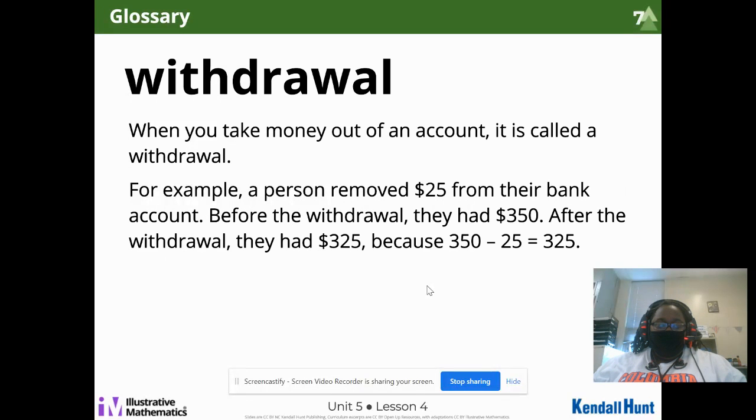The other word we have in our word bank today is withdrawal. When you take money out of an account, it is called a withdrawal. So, for example, a person removed $25 from their bank account. Before the withdrawal, they had $350. So basically, they withdrew $25. It says after the withdrawal, they have $325 because $350 minus 25 gives you $325.